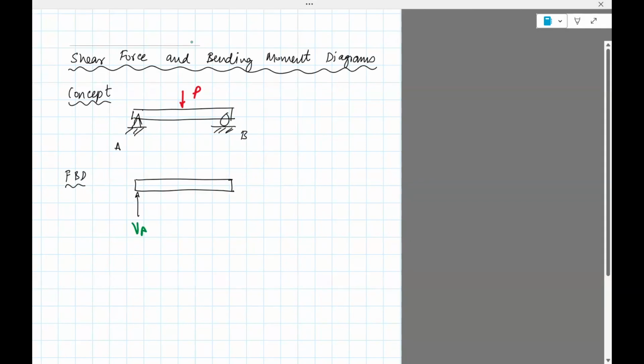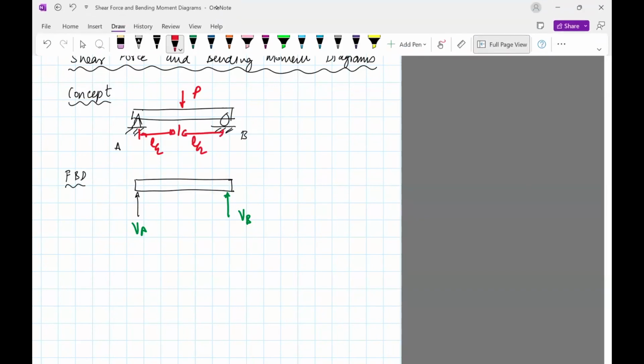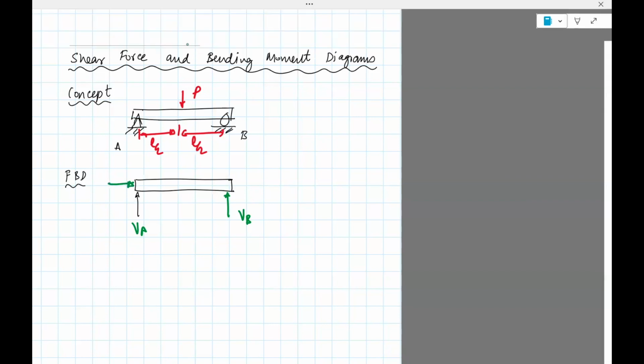And in this case, there is VA, VB. I should just mention that this is L divided by 2, L divided by 2, and HA. It's not hard to see that HA is 0 because there's no horizontal force. Since the force P is exactly midway, you should get VA equals VB equals P divided by 2.